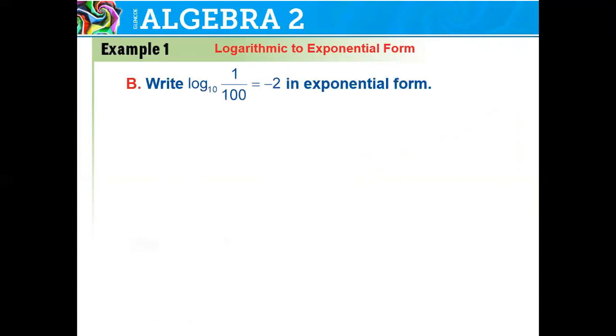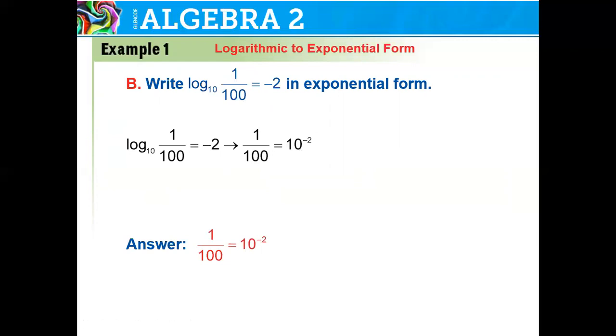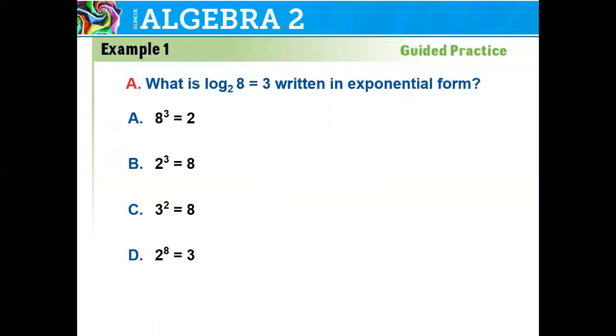This is another example, and we want to write it into the exponential form. Again, it will be the exact same thing. It will be x equals b to the power of y. So it will be 1 over 100 equals 10 to the power of minus 2, and that is my answer in the exponential form. This is another example. Using the same technique we talked about earlier, we can figure out that the answer will be 2 to the 3 equals 8 here, which is B.